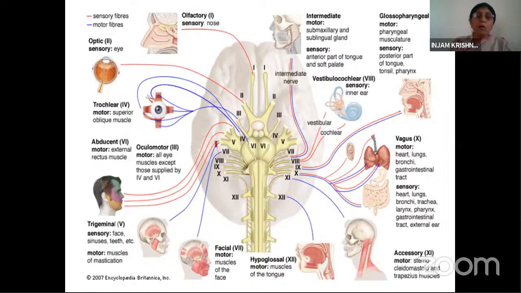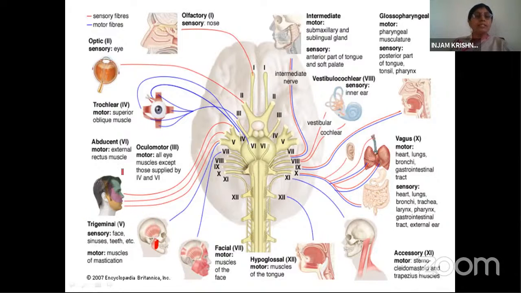And it is a mixed one. Motor fibers are also there. The motor nerve arises from the pons and reaches the muscles of mastication. These are the muscles of mastication. This is about the trigeminal.